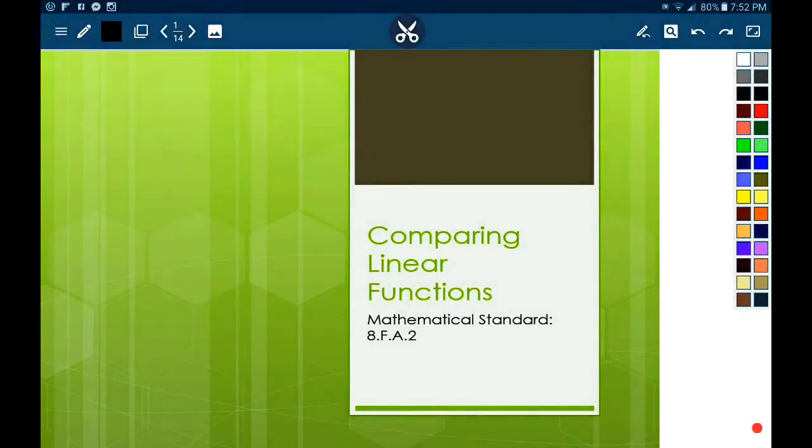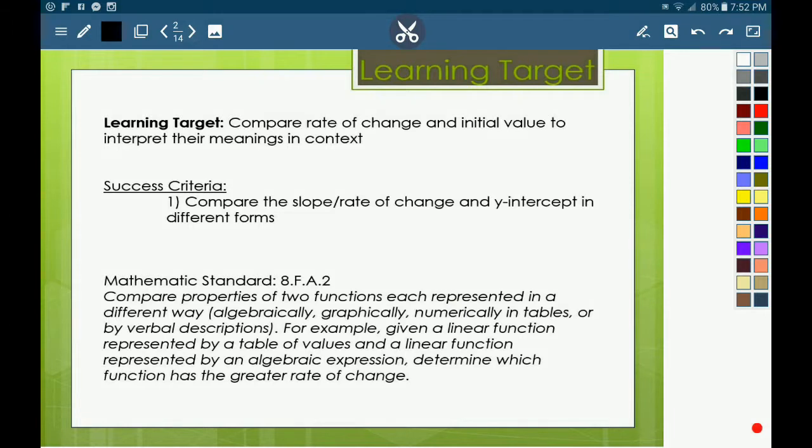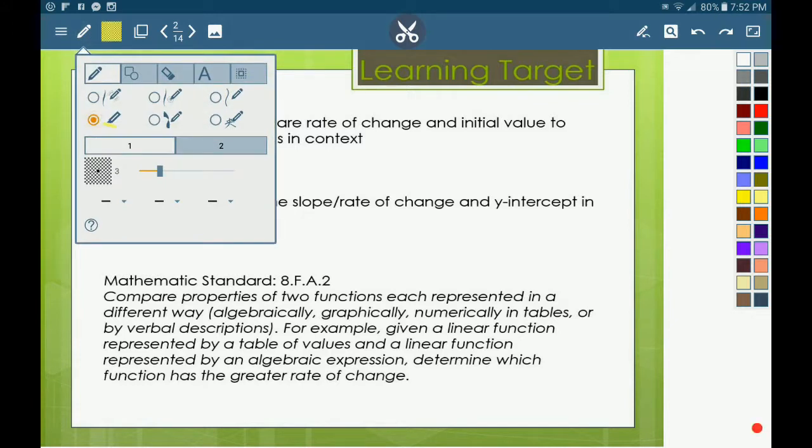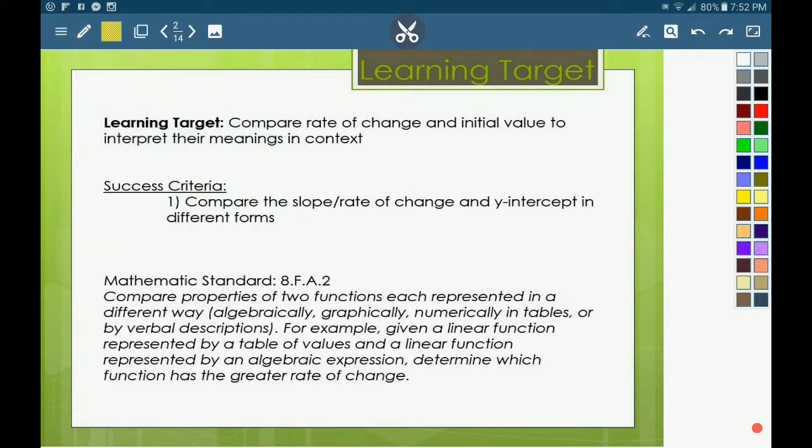Today we're going to be comparing linear functions. In order to do that, we have one success criteria. In fact, in the learning target itself, we're finally getting down to actually doing what this learning target is intending, and that's comparing the rate of change and initial value, and also to interpret their meanings in context.